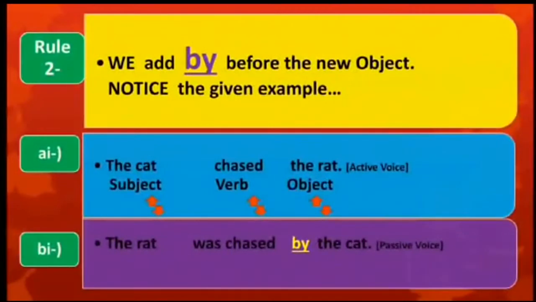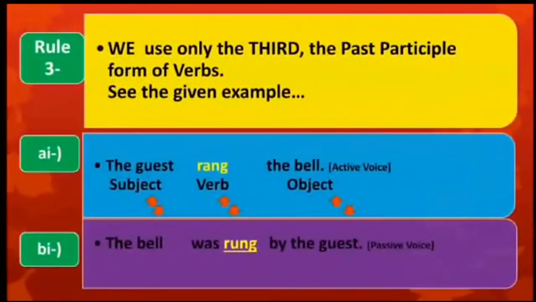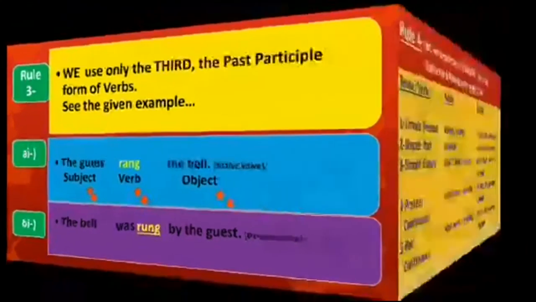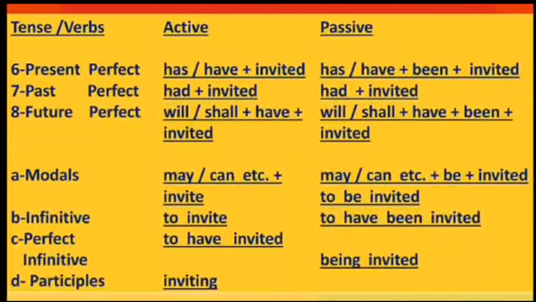Rule 2. We add by before the new object. Notice it in the given example. Rule 3. We use only the past participle form of verbs. See the use of verbs in the given example. Rule 4. We use certain sets of auxiliary verbs with the principal verbs. See the following given chart.